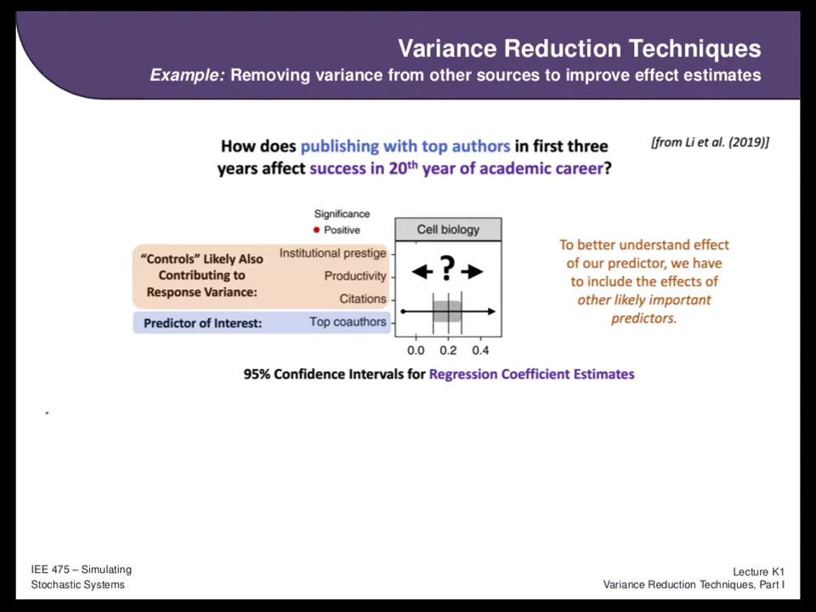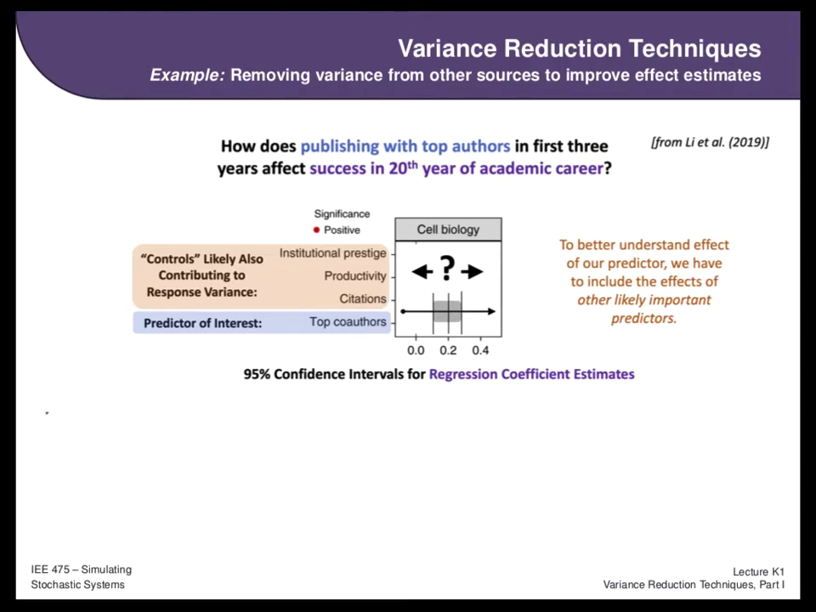They said, we are also going to measure the effect of the institutional prestige of where this person was in their 20th year, the productivity of this person, the number of citations for this person. So basically they're saying we know that all of these things likely affect their success in their 20th year. But we really just want to focus on top co-authors. Our uncertainty, if we don't include these, is going to be much higher for the top co-authors. So maybe if we also model these, then we'll get less uncertainty for these ones right here.